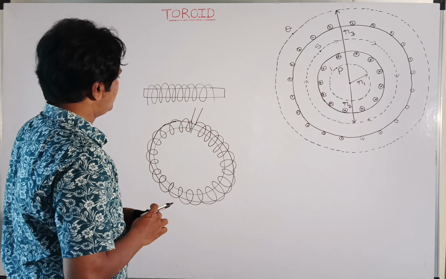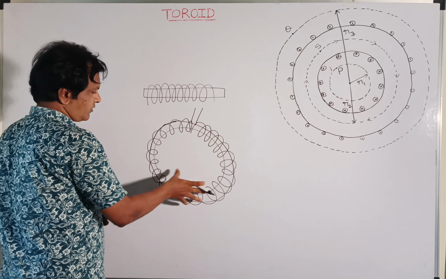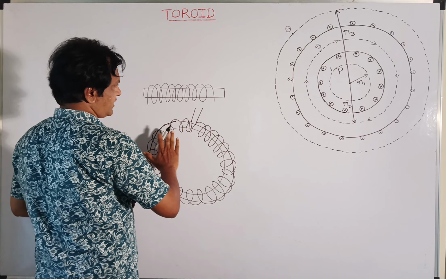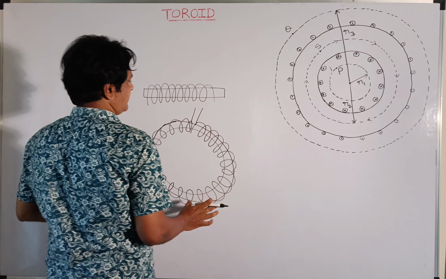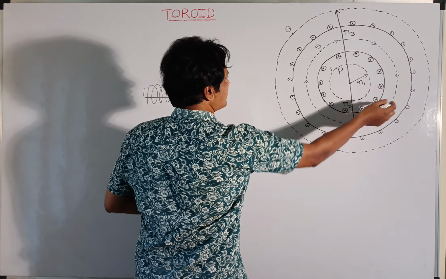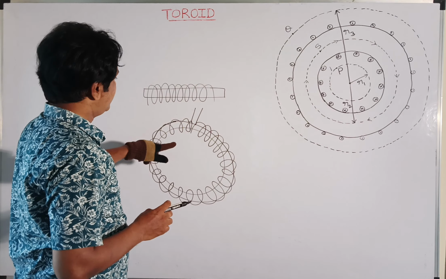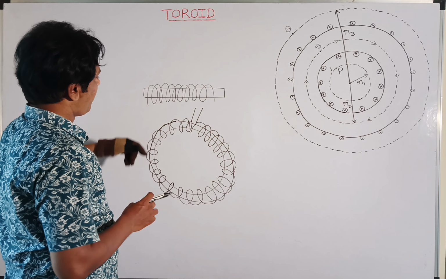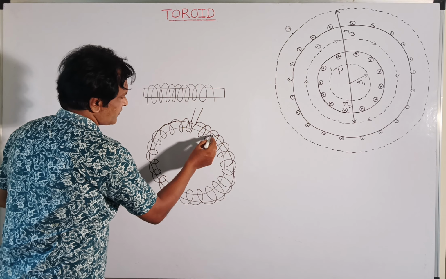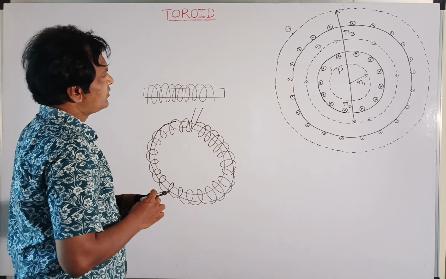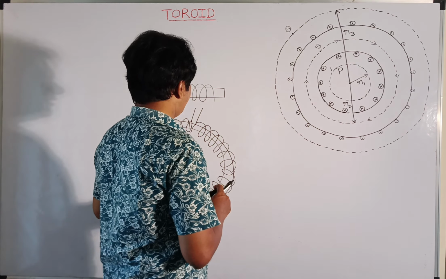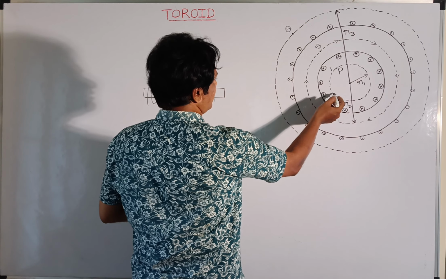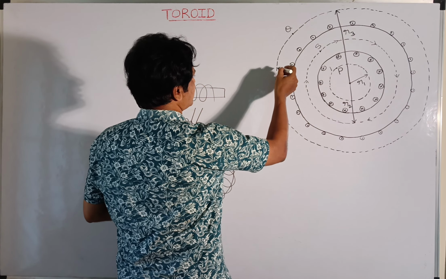When you see this toroid, I have given the sectional view. What are the sections? Here there is a section inside the toroid and outside, and in between the coils there is one more section. So we have divided this toroid into section 1, section 2, section 3.